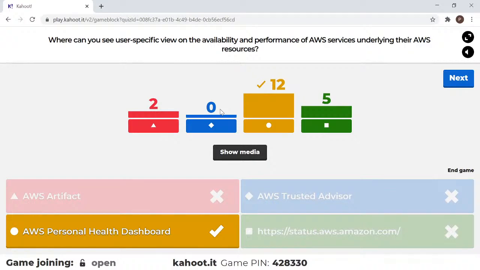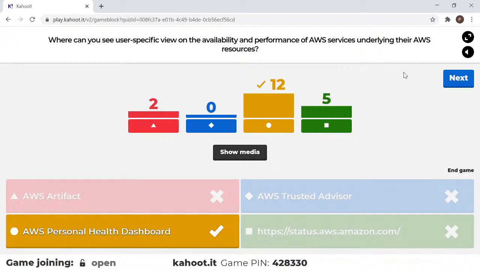The entire AWS Service Health can be seen in the Service Health dashboard, which is option number 4, status.aws.amazon.com. You can go to this link, and then there will be a link to click on the AWS Personal Health dashboard, which you can click to go to your account and see the resources that are impacted in your account.